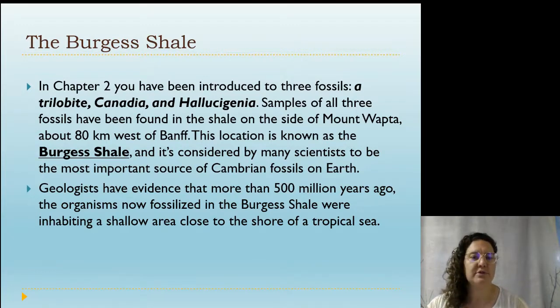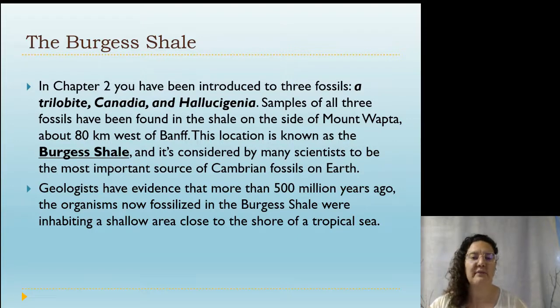So in chapter 2, we were introduced to 3 fossils, a trilobite, a conida, and a hallucigena. And all 3 fossils have been found at the shale on the side of Mount Wapta, about 80 kilometers west of Banff and Yoho National Park. And this location is known as the Burgess Shale, and it's one of the most important sources of Cambrian fossils on Earth. It's actually a UNESCO World Heritage Site.